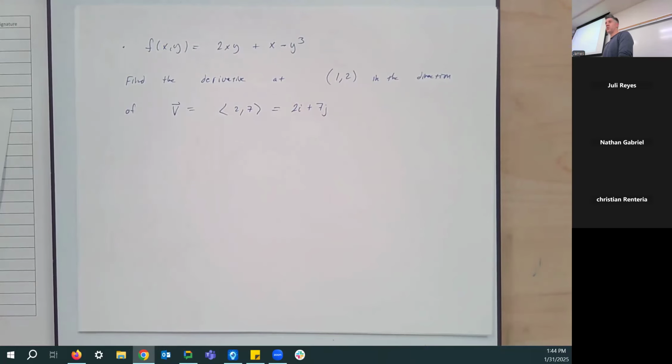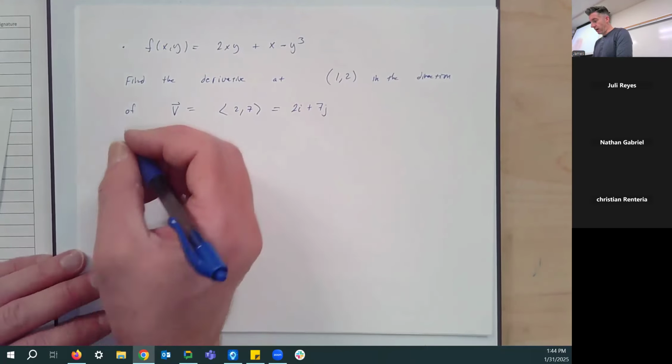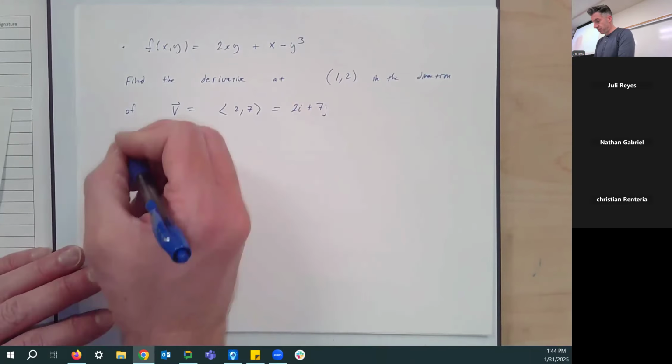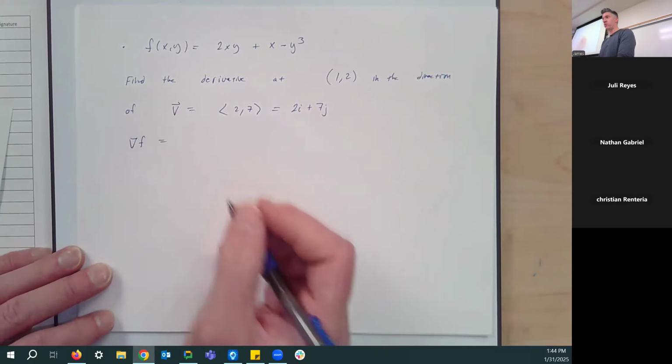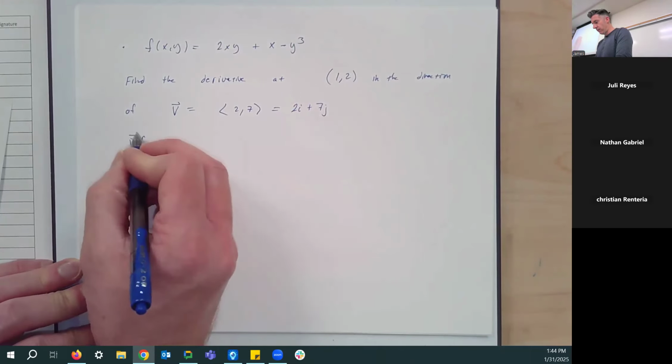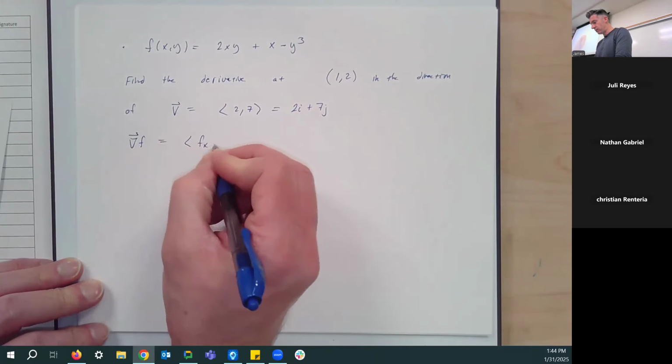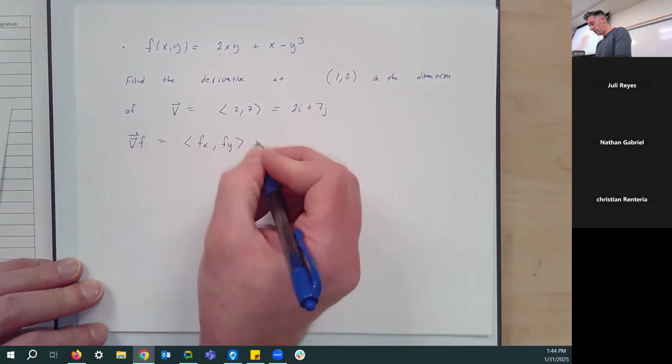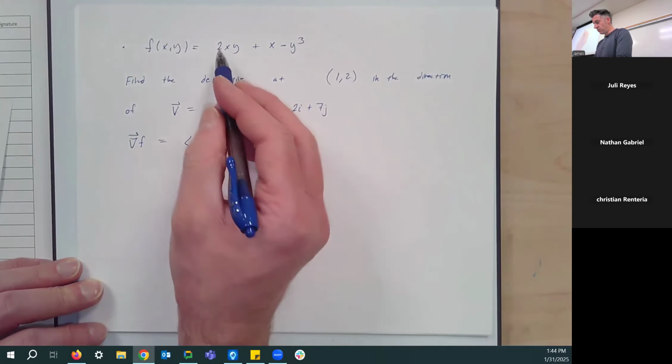Okay, so usual process. We find our gradient, which is just the vector of partial derivatives. So the gradient of f is going to be the partial with respect to x, comma the partial with respect to y, which in this case is going to be 2 times 1.